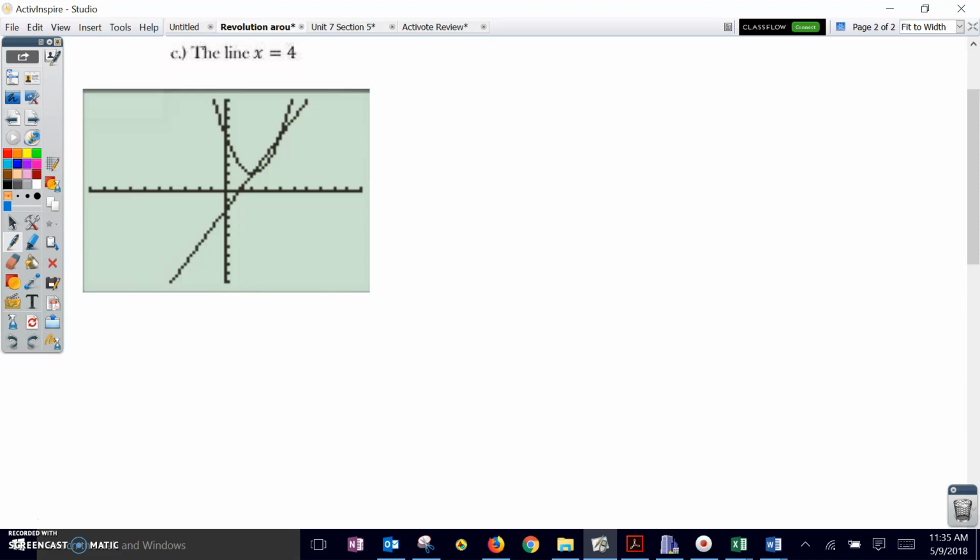In part C, we're going to revolve this region around the line x equals 4. And so we're going to revolve it around this line right here. Now, since that line is parallel to the y-axis, just like part A of this example, we want to do everything in terms of y. So we want the y-coordinates of our intersection points. That's going to be 2 and 6.